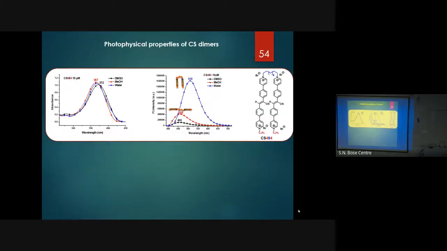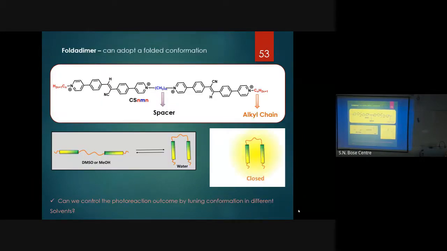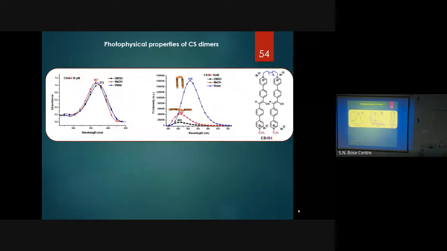So we investigated this compound, where you see an 8 linkage. We have taken an 8 carbon linkage connecting both cyanostilbenes. In the first measurement, the absorption spectrum did not show much change, but there was a change in the emission spectrum. If you look carefully, these two emissions are taken in DMSO and methanol, so they come at around 460 nanometers. From our previous studies, we know 460, 458 is the range where cyanostilbenes are molecularly dissolved.